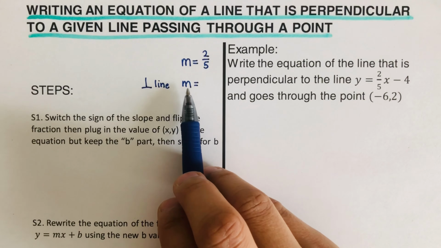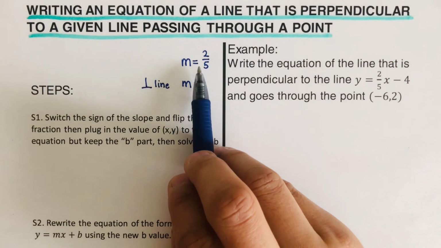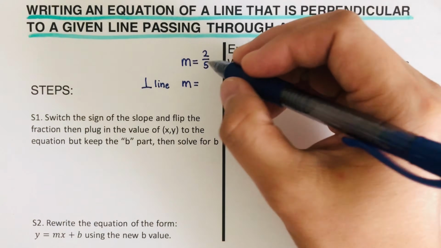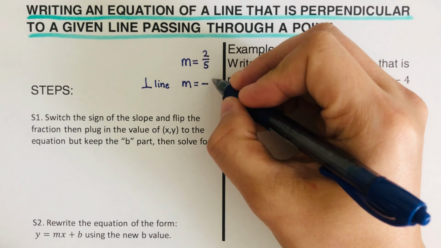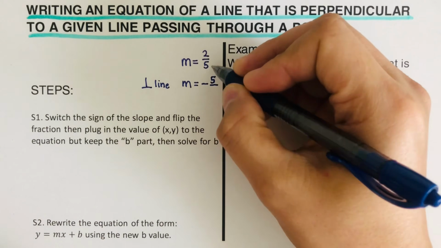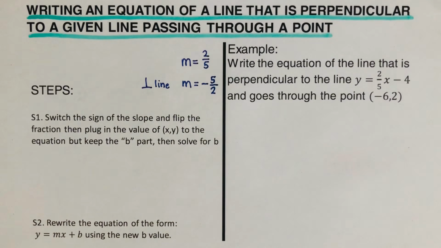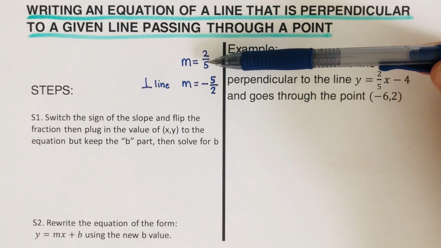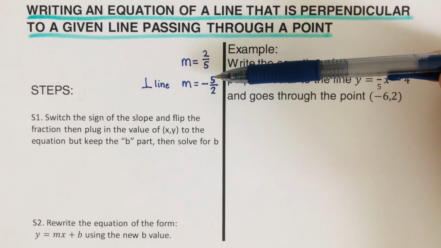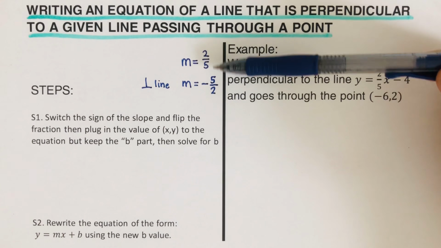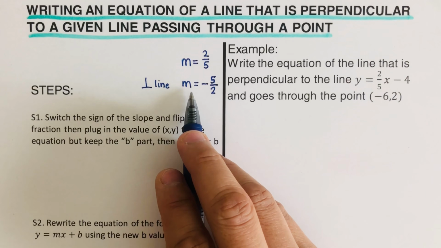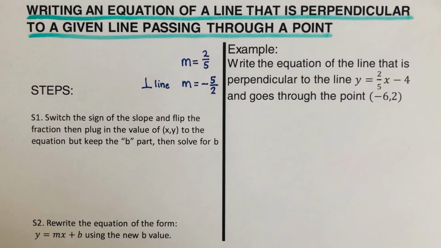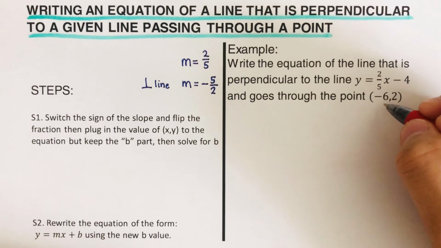So in order to find the perpendicular slope, we are going to switch the sign. Since this is positive, I'm going to have a negative sign. And I will have to flip the fraction. So the slope of the perpendicular line is -5/2. As you can see, these two slopes are opposite reciprocals, which means their signs have been switched and their fractions have been flipped. This will be the slope that we're going to use to find the line that is perpendicular to this line. So we can go ahead and label this point as our x and y.